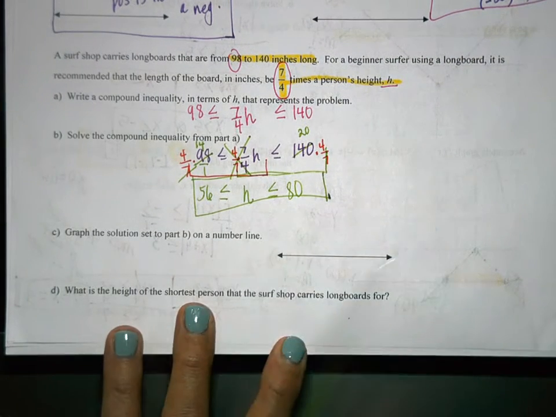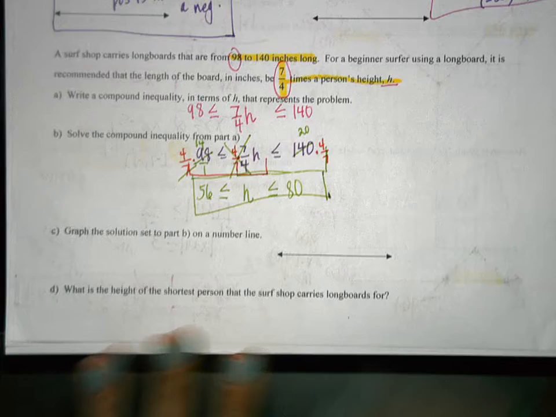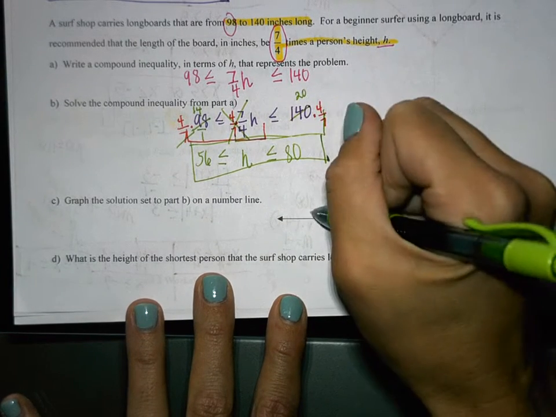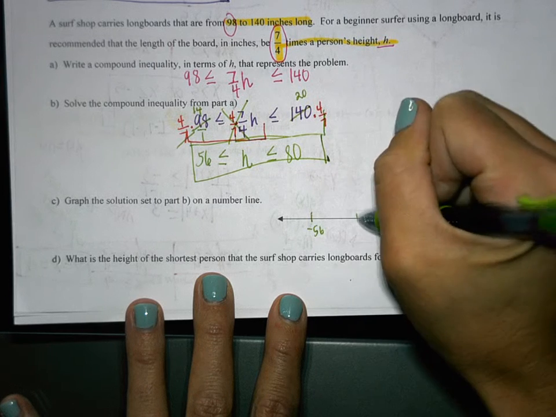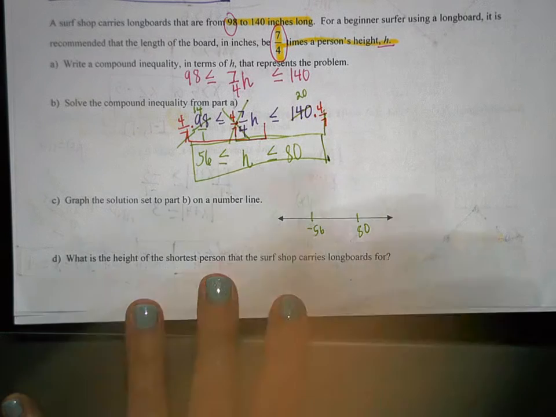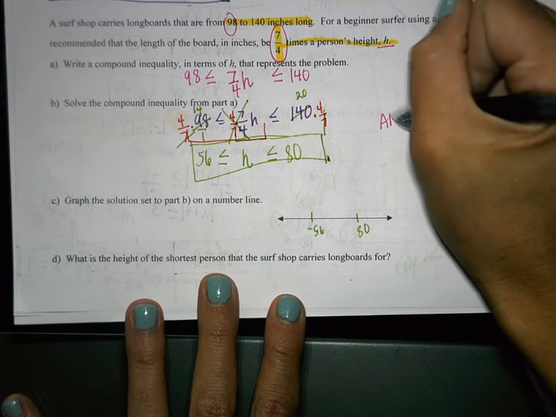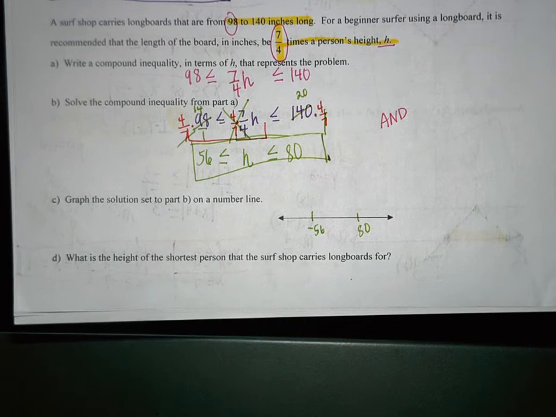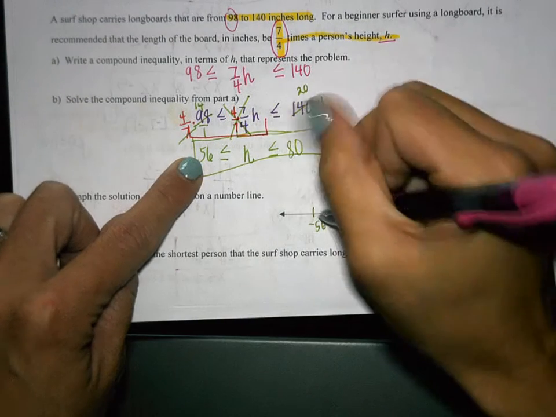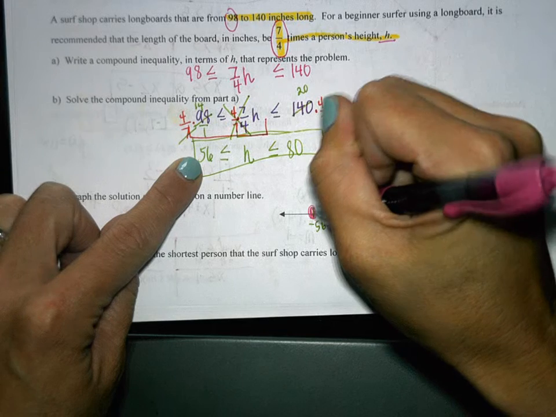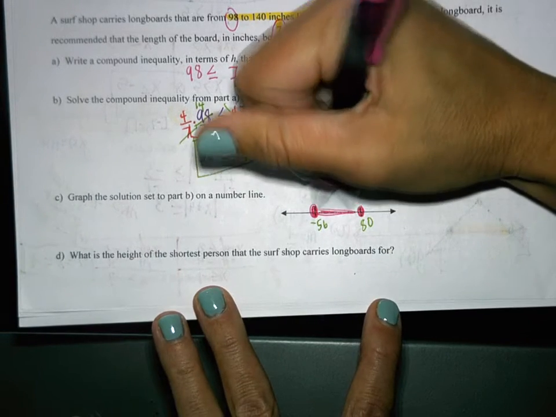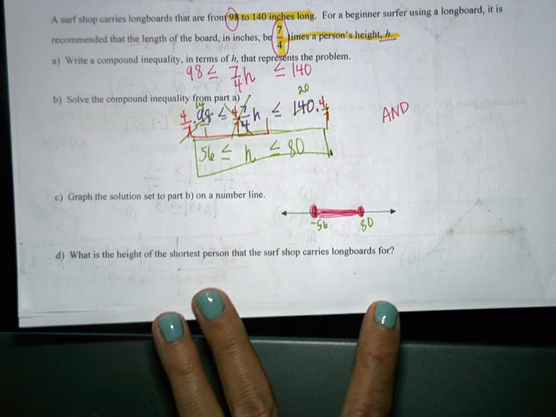Then they've asked us to graph the solution set. Remember, when we're graphing, we go from our smallest to greatest number. So we have 56 up to 80. This is actually an "and" problem, so we know it should be the overlapping portion, between 56 and 80. It's going to be a solid point here and a solid point here, and everything in between, so in between 56 and 80.